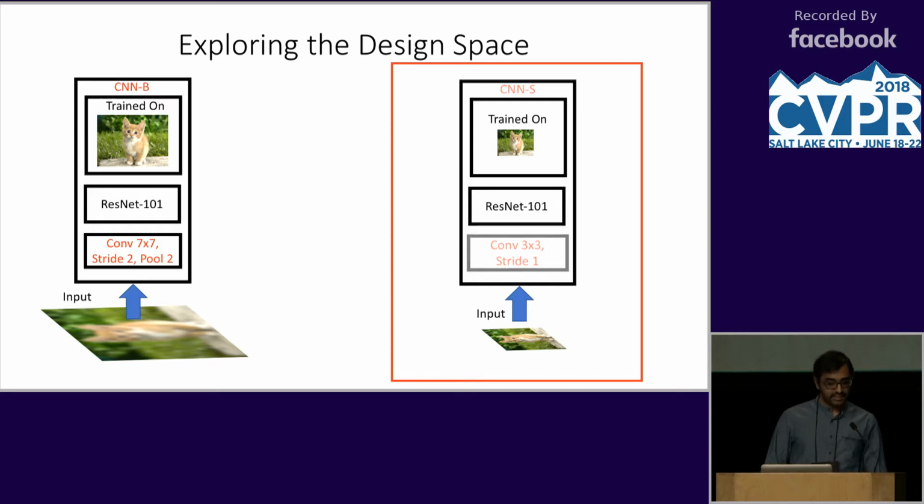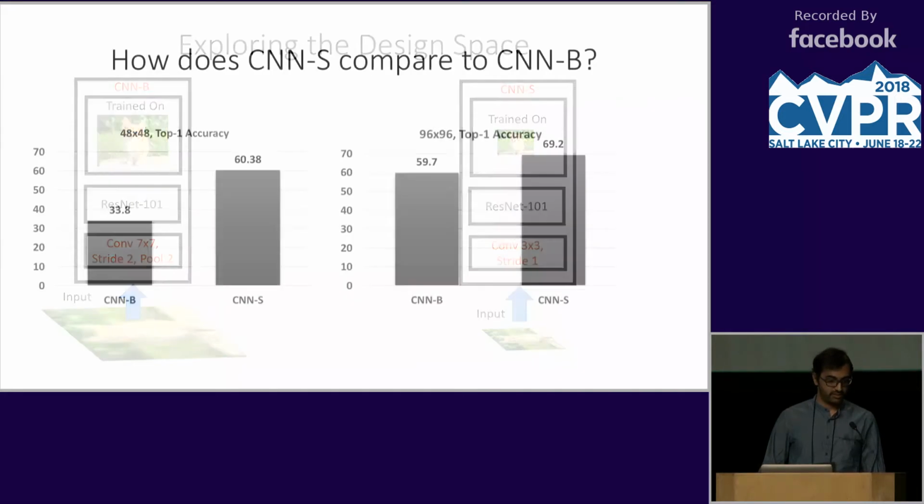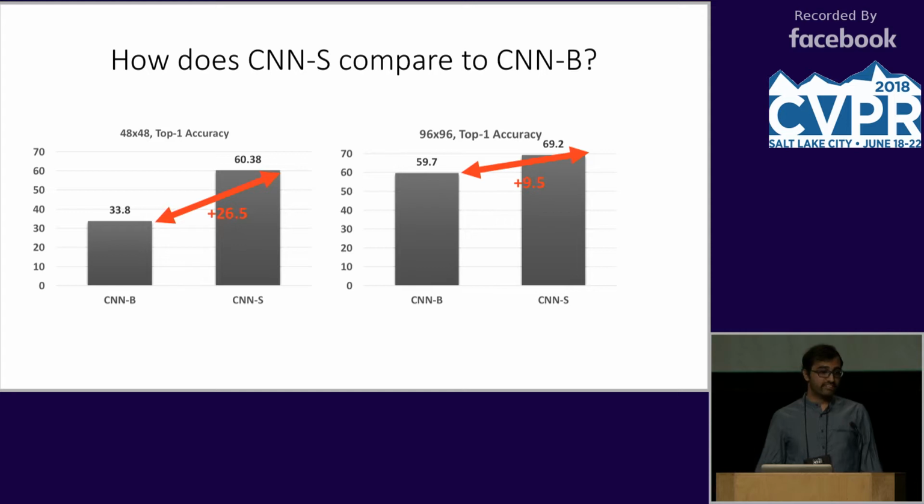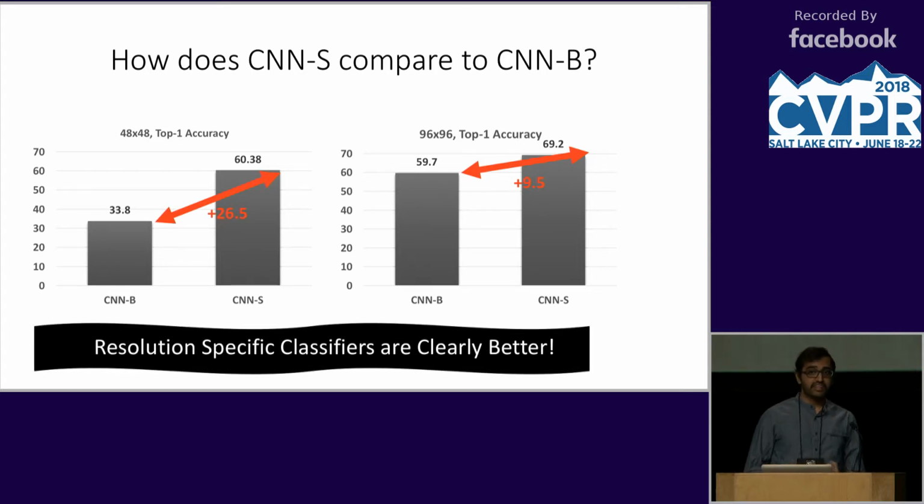So let us see how CNNS performs. As you can see here, for small objects, we see a performance improvement of like 26.5%. So it's pretty clear that resolution-specific classifiers are much better.